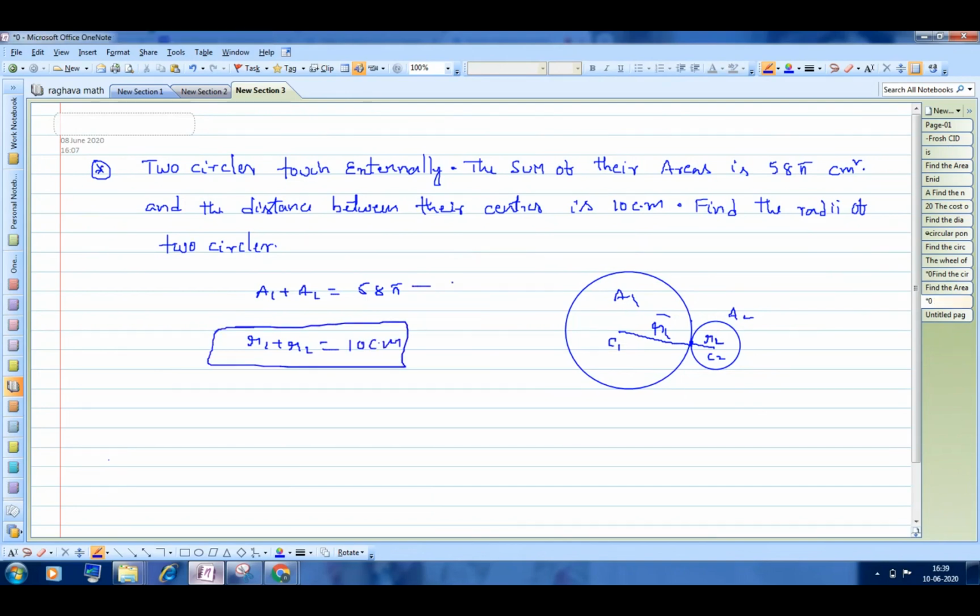So using A1 plus A2 creates one equation, and using R1 plus R2 is the second equation. Find R1 and R2 separately. Try this question.